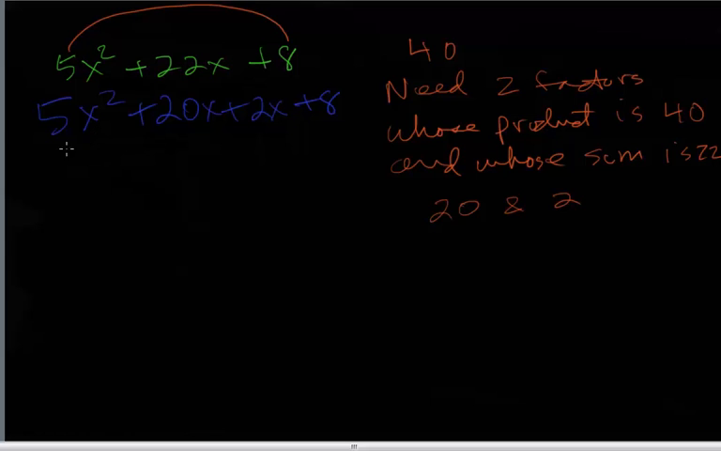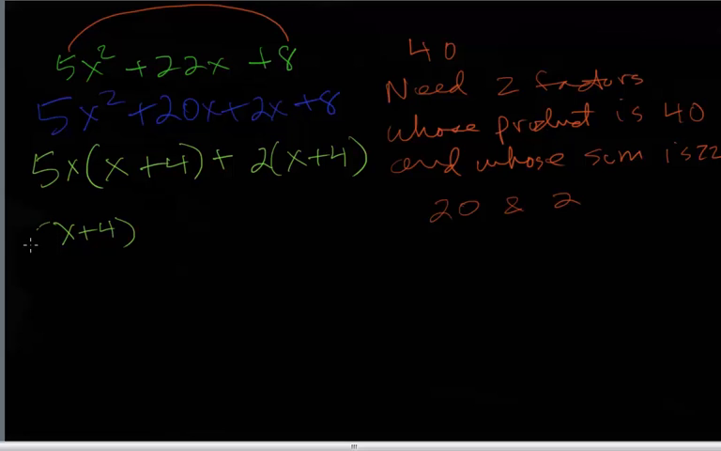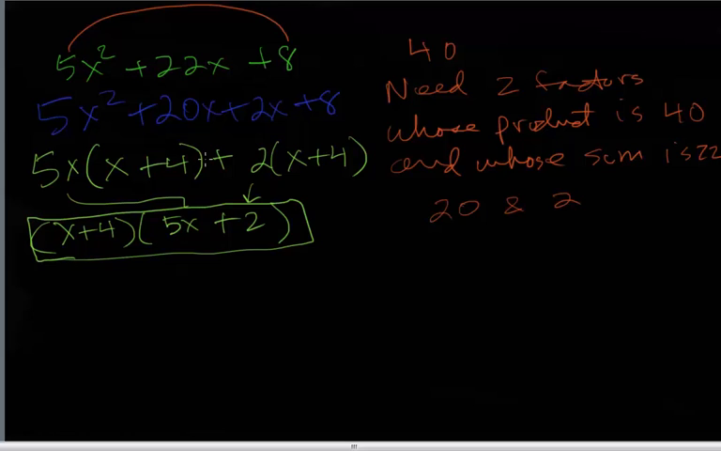My next step is that I notice now that I can group. In the first group, I can pull out a 5x, which will leave me an x plus 4. And the second group, I can pull 2 out. That'll leave me x plus 4. Then I notice I have the common x plus 4, which I can pull out. And then what's left is the 5x and the plus 2 from here. And here it is, factored. Okay, so I was able to do this without really working using the guess and check method.